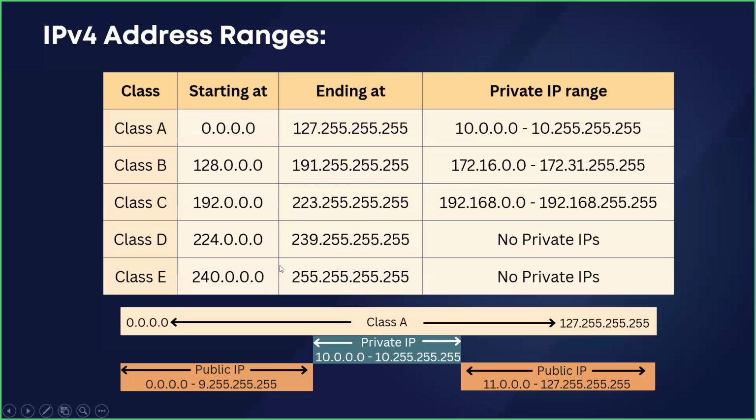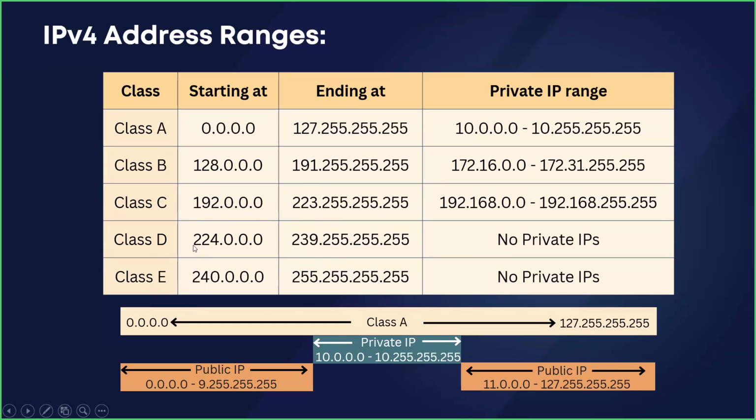So the only four numbers you have to remember are 127, 191, 223, and 239. From these numbers, you automatically get the range of the next class. Class A, 0 to 127. Class B, 128 to 191. Class C, 192 to 223. Class D, 224 to 239. And Class E, 240 to 255.